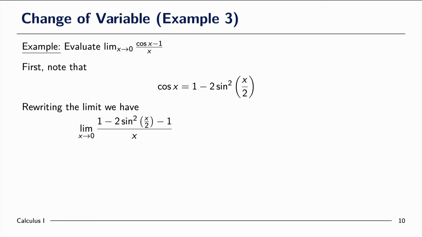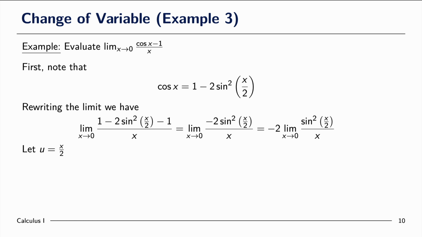Now in the numerator we have 1 minus 1, which is of course 0. So we have the limit of negative 2 times sine squared of x over 2 divided by x as x approaches 0. And of course, applying the product limit theorem, we can take negative 2 out of the limit. So once again, we can identify the tricky part of this limit. The tricky part is the x over 2 in the sine function.